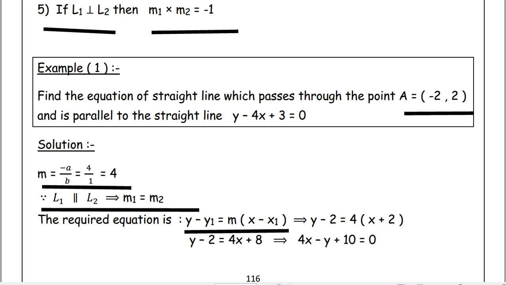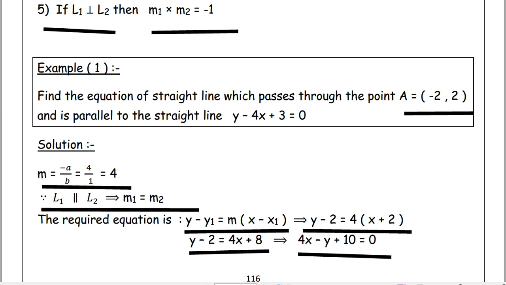Because the point is negative 2, we have here x minus negative 2, which is plus, so it is x plus 2. So y minus 2 equals 4x plus 8. We can make it like this: 4x minus y plus 10 equals 0. This is the equation.